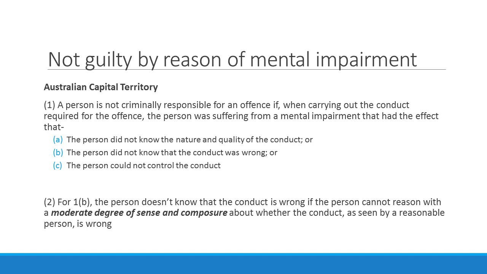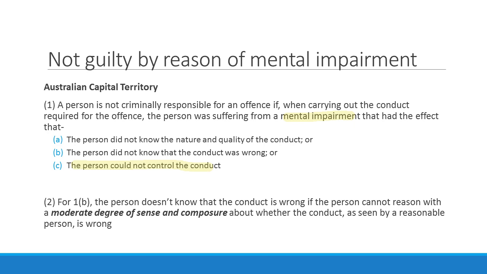A person is not criminally responsible for an offense if, when carrying out the conduct required for the offense, the person was suffering from a mental impairment that had the effect that A, the person did not know the nature and quality of the conduct, or B, the person did not know that the conduct was wrong, or C, the person could not control the conduct. So essentially here we have elements of multiple different types of insanity standards. It's of course very heavily influenced by the McNaughton rule, but we also see some other influences, including the irresistible impulse test that arose in the United States.